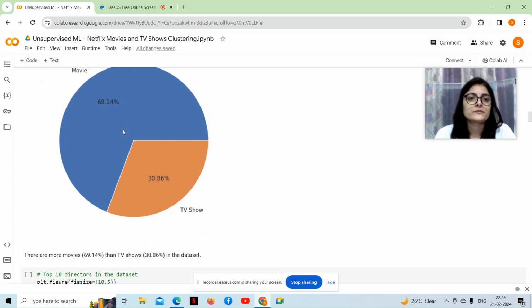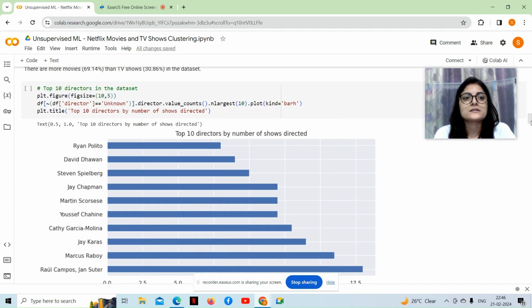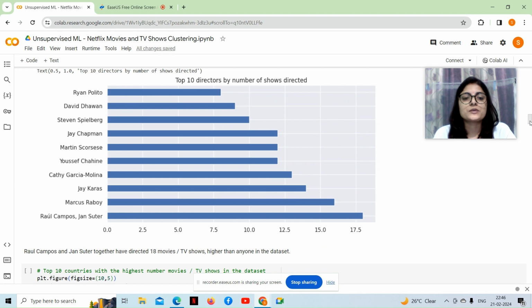So first what we did, number of movies and TV shows in the data set. This pie chart is showing that movies are 69.14% and TV shows 30.86%. It means there are more movies than TV shows in the data set. Second univariate analysis is top 10 directors in the data set. So this horizontal bar graph is showing Rajiv Chilaka and Jan Suter together have directed 18 movies and TV shows, higher than anyone in the data set.